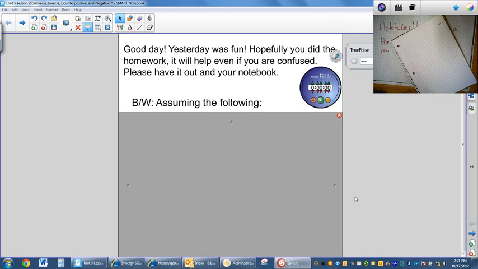So we're going to continue today with logic. We have 4 new vocab words we're going to learn today. We're going to learn negation, contrapositive, inverse, and consequence. Right? That's what we're going to be doing today.